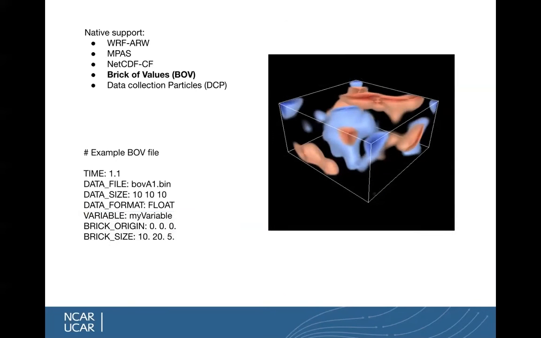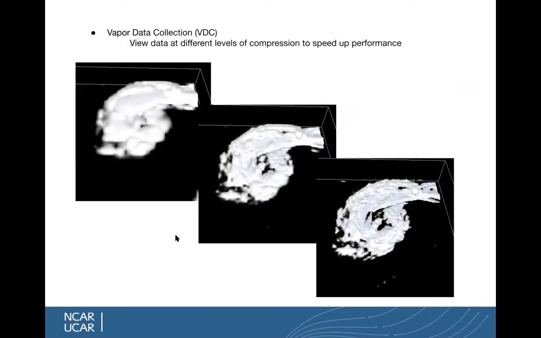Lastly, we took VisIt's lead and are supporting a new data format called the Brick of Values. It's just binary floating point data. Basically, your simulation will churn out a series of numbers, and then you need to write a BOV file where you specify a time for that file, the data file location, the size, the format, the variable name, the origin of your grid in space, and then finally the size of the brick in space.